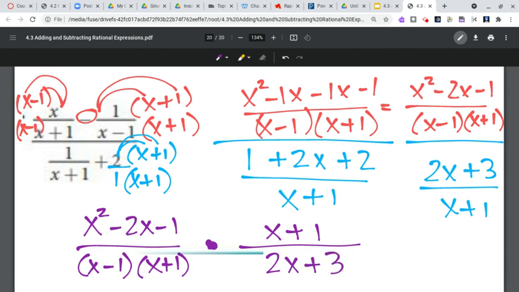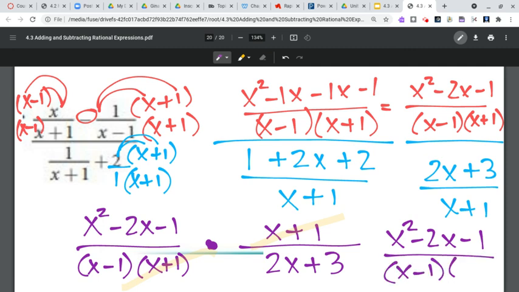Now I have a multiplication of rational expressions, okay? The top left numerator cannot be factored at all. Nothing else can be factored. I can cancel here and here, which leaves us with our simplest form answer as x squared minus 2x minus 1 over x minus 1 times 2x plus 3. Okay, final answer is here.